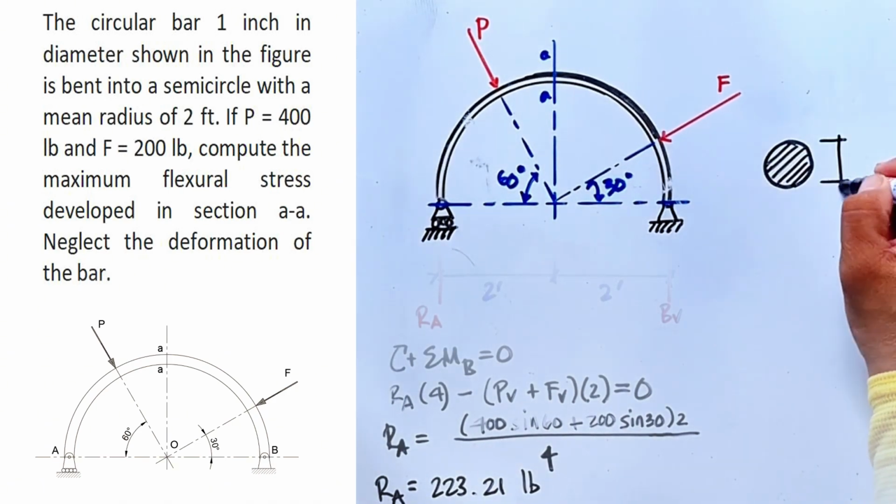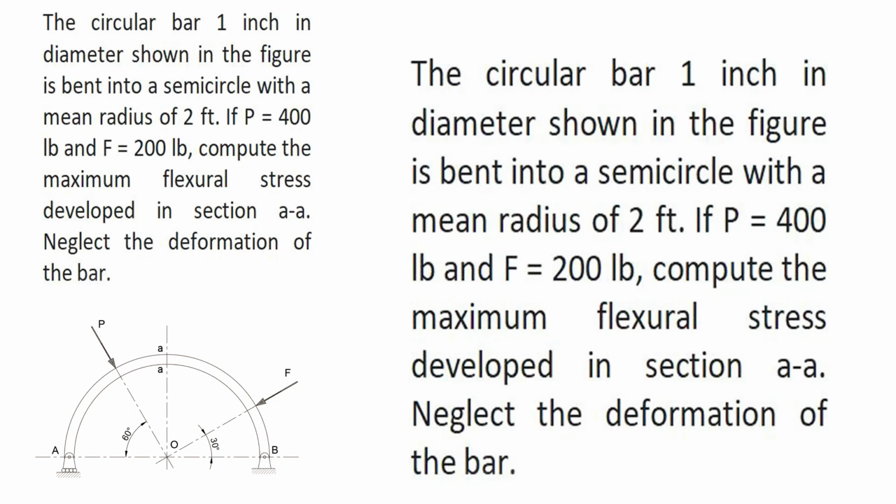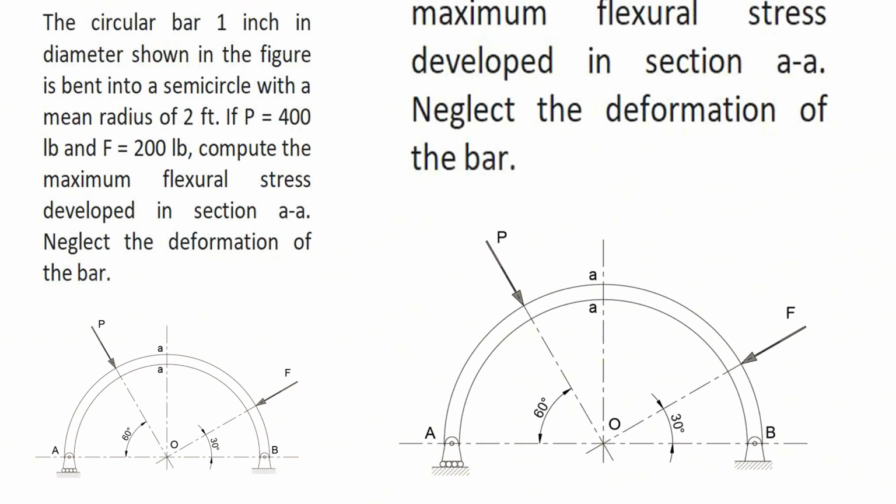Problem 512. The circular bar, 1 inch in diameter, shown in the figure, is bent into a semicircle with a mean radius of 2 feet. If P is 400 pounds and F is 200 pounds, compute the maximum flexural stress developed in section AA. Neglect the deformation of the bar.